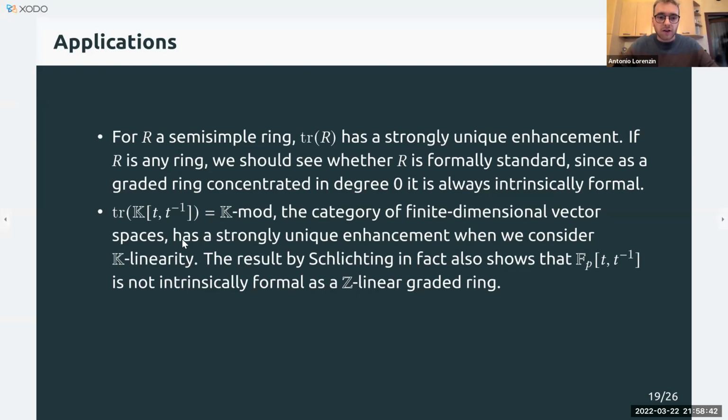Actually, for K-mod to have a strongly unique enhancement is very natural once we prove that it has a unique enhancement, because everything is kind of trivial, and once we have a functor fixed in K, everything works nicely. So what about meaningful applications? Because these are not really so meaningful.